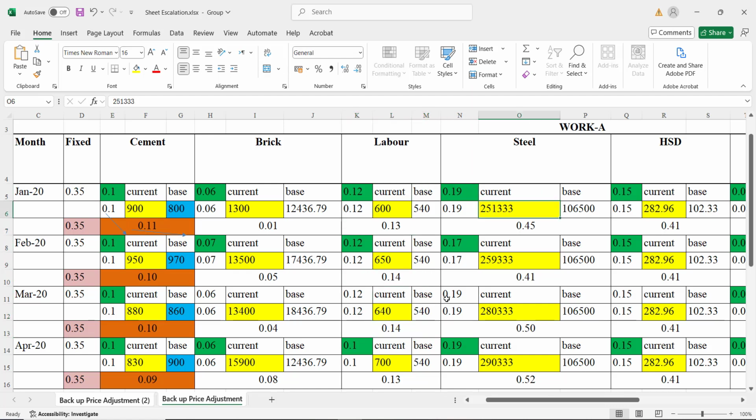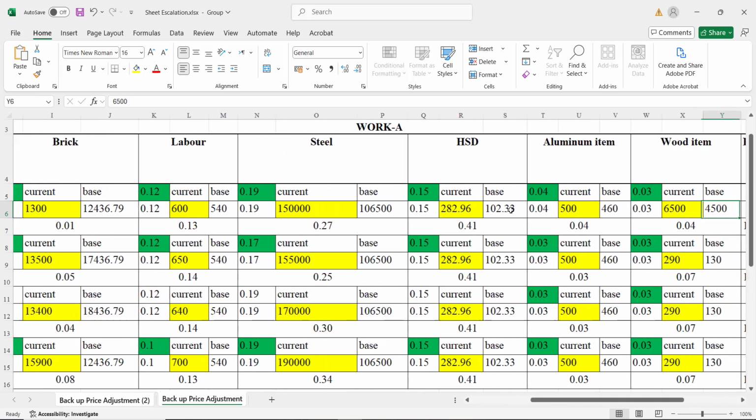Now the steel one, this is suppose 150,000. Then suppose 160,000, 170,000, and 190,000. This is the current prices. Okay, so similarly we can add all these current prices.